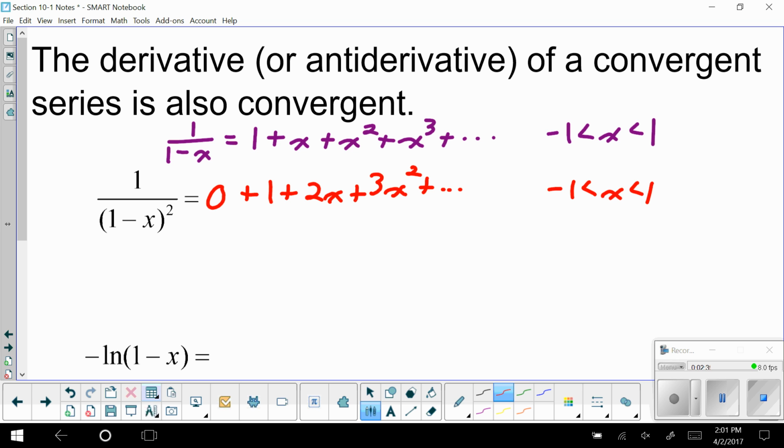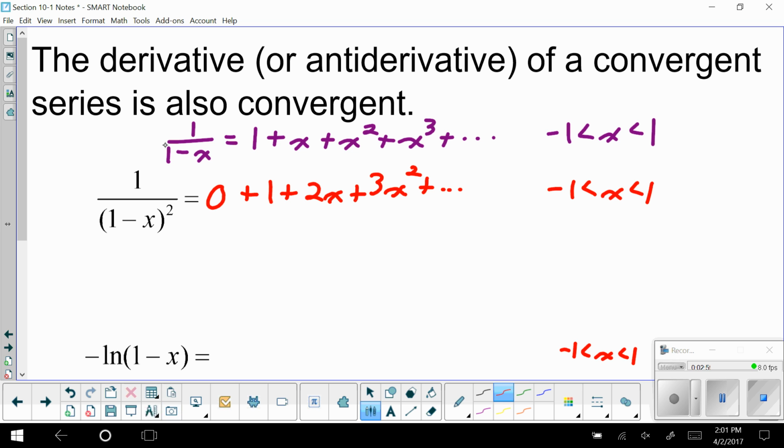Similarly, if I do antiderivative, the antiderivative of 1 over 1 minus x is the negative natural log of 1 minus x. Again, as long as x is between -1 and 1. It's important for us actually to stay within our domain for natural log.